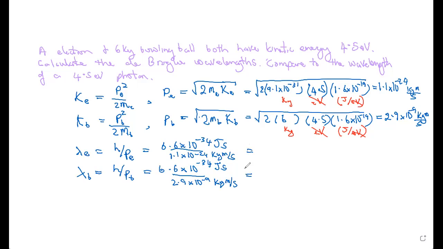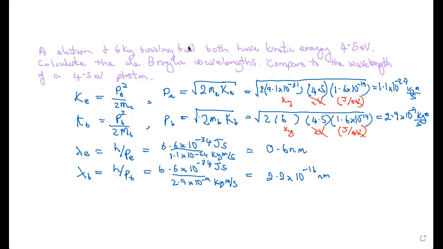I've already done this. I got 0.6 nanometers for the electron wavelength, and I got 2.2 times 10 to the minus 16 nanometers for the bowling ball wavelength.